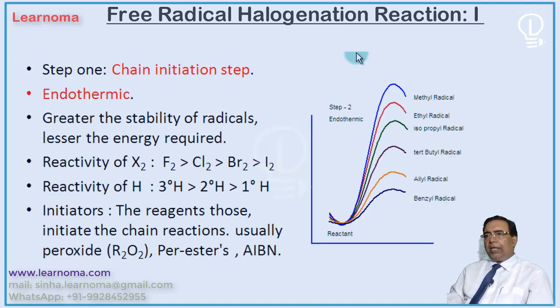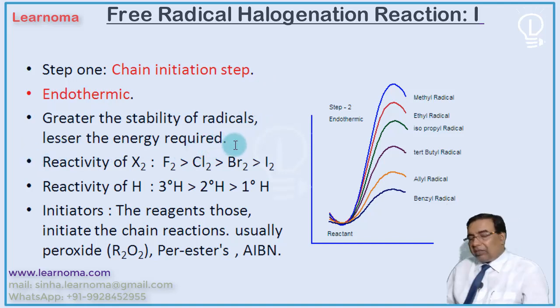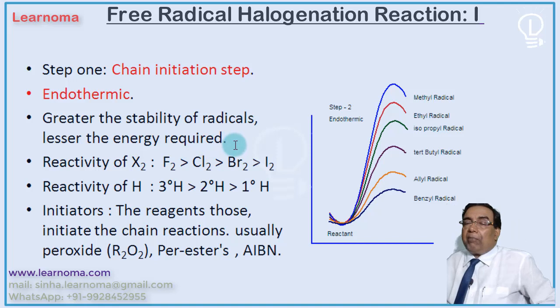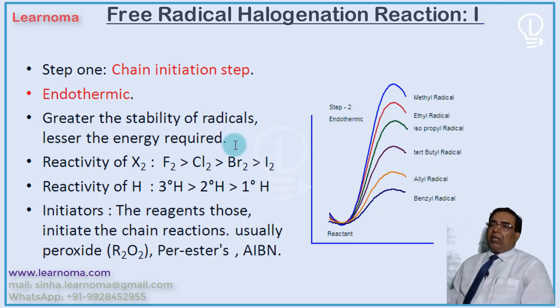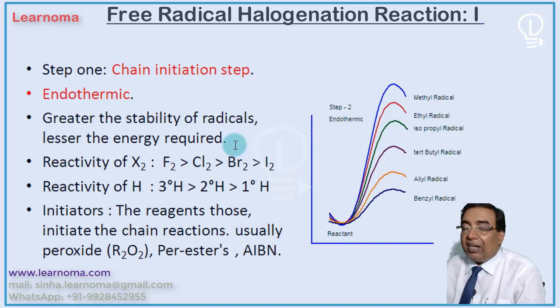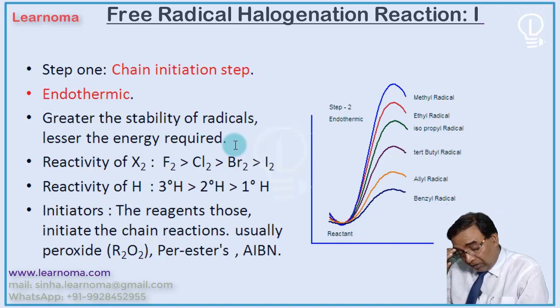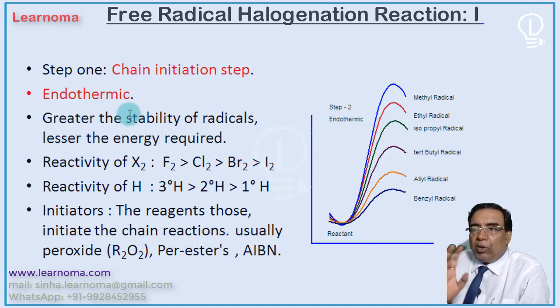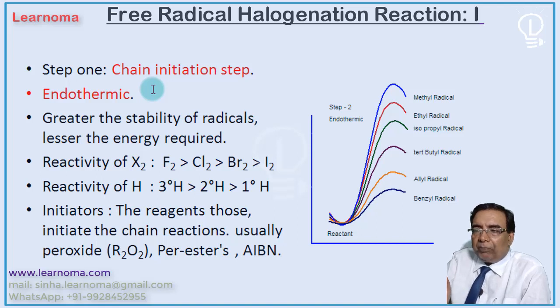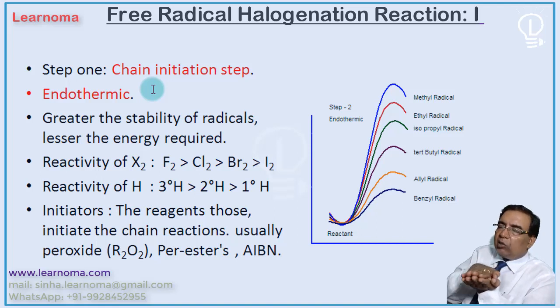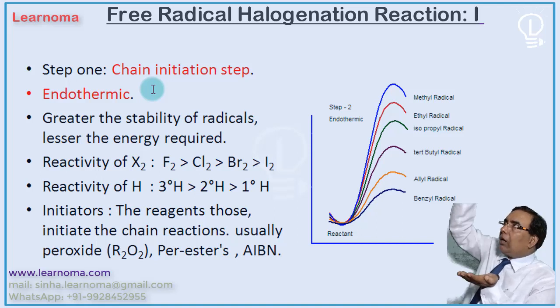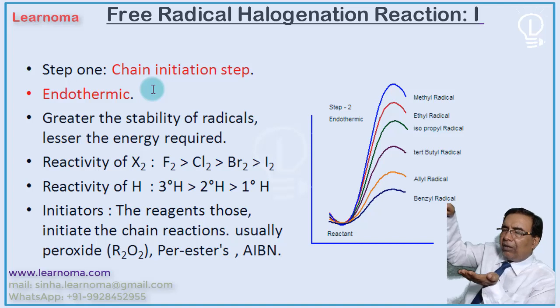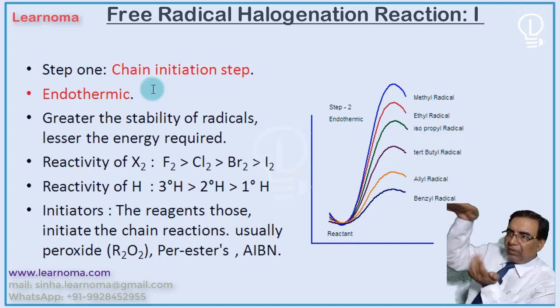Next, already we have discussed that this step is called chain initiation step. It is endothermic, and greater the stability of radical, lesser the energy required. This is the very typical point which we have to focus on. What is the concept? Greater the stability of radical, lesser the energy required. What this means is, if the radicals are stable, the energy of activation will be low. Less energy will be required because you are going from lower energy to somewhat lower energy, still endothermic, but less than this one.